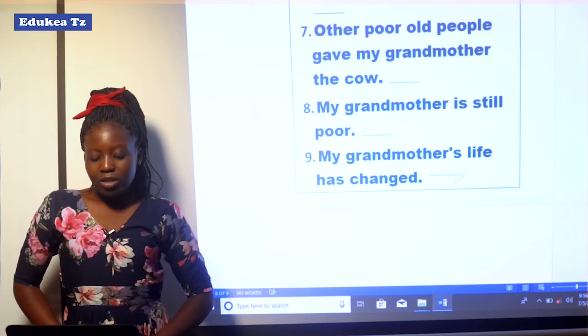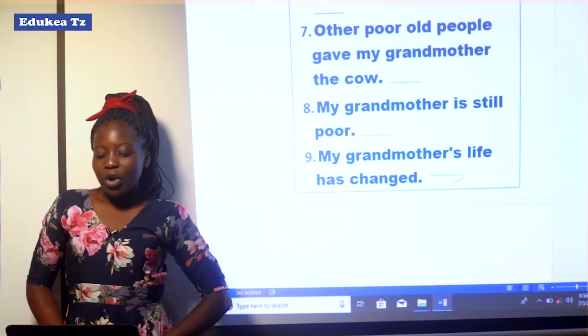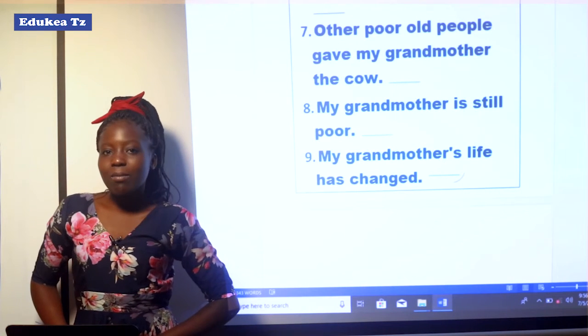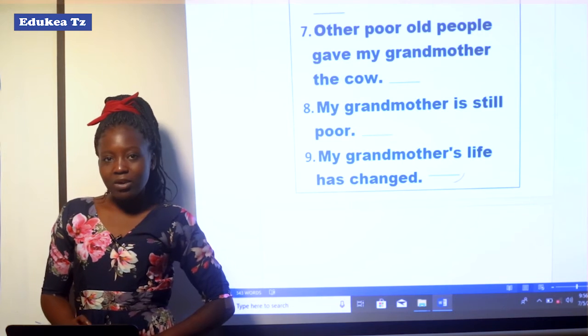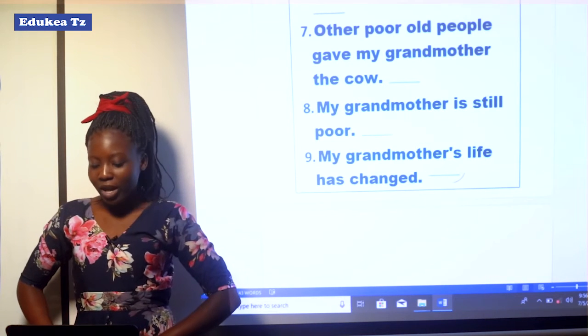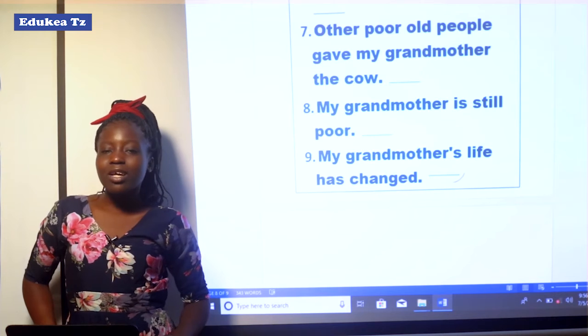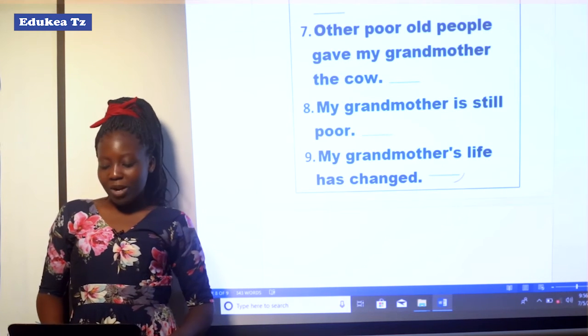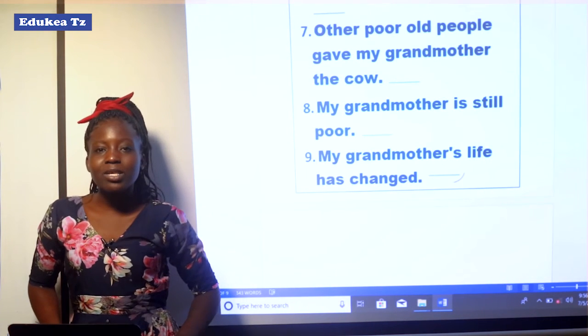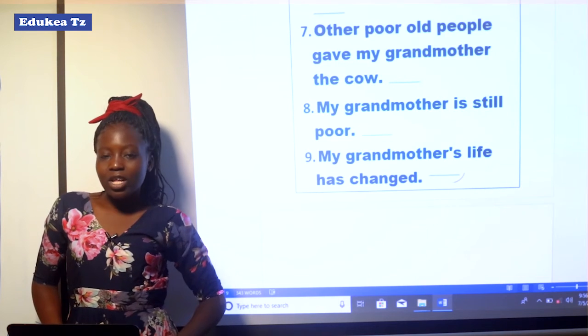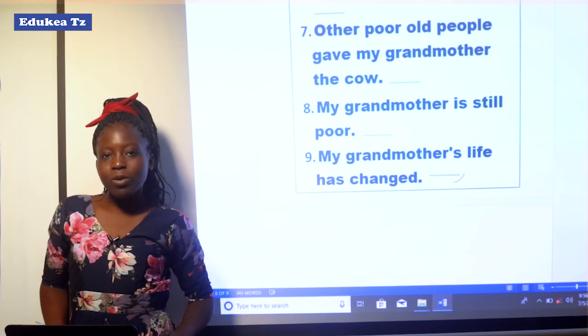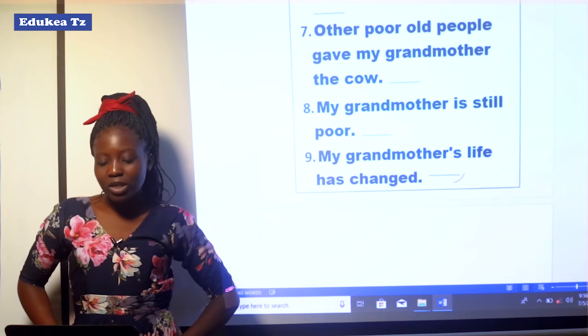These are the 9 questions which will help you to remember what you just read in the passage about my grandmother's cow. And what I want to remind you before finishing my lesson is that in order to answer these questions correctly, I'm advising you to go back and read the passage once more in order to understand it well, and that will help you to answer all these questions correctly.